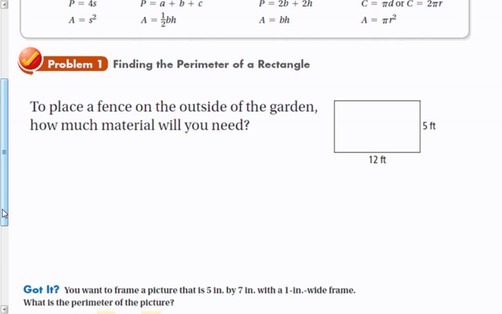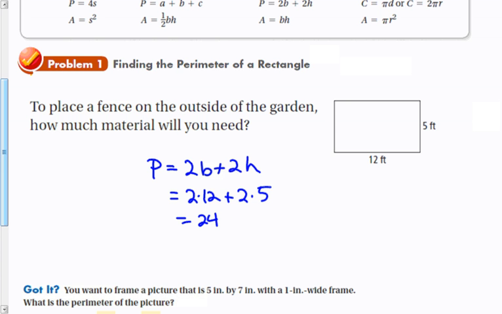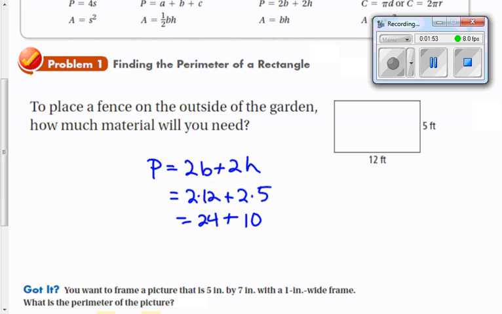Finding the perimeter of a rectangle, that formula was 2 times the base plus 2 times the height. So we're just going to substitute 12 for our base, and like I said, it wouldn't matter if you use 5 for your base. And that equals 24 plus 10. Will you try that?